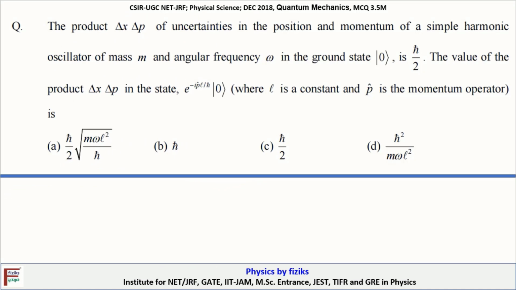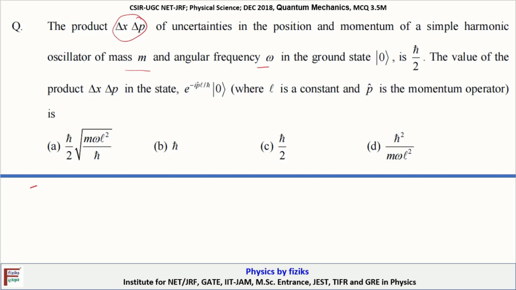In this problem, the product of uncertainties delta x and delta p in the position and momentum of a simple harmonic oscillator of mass m and angular frequency omega in the ground state is h cross by 2. So the question is asking for the value of the product of uncertainties delta x and delta p in the given state.